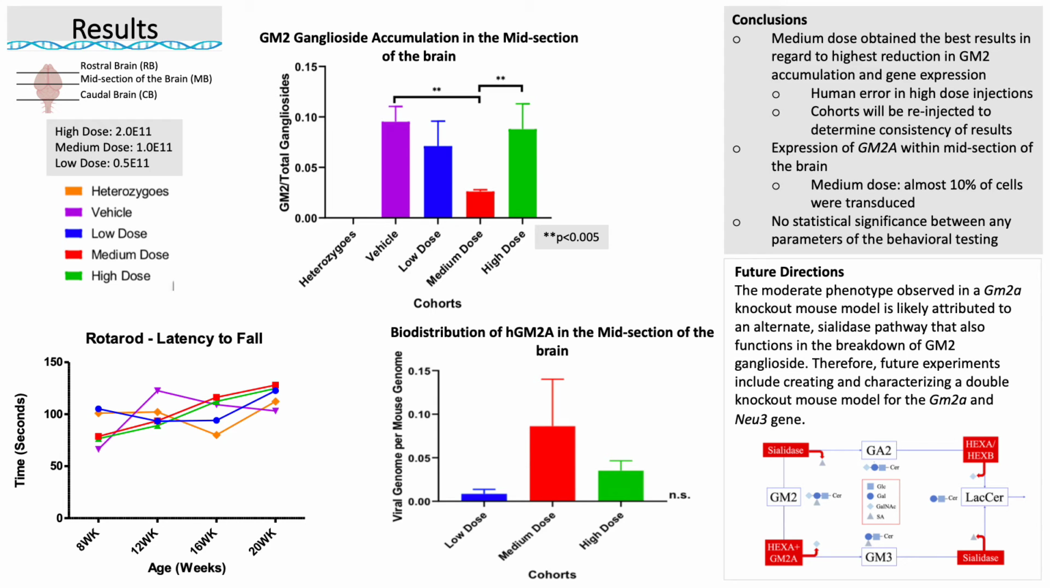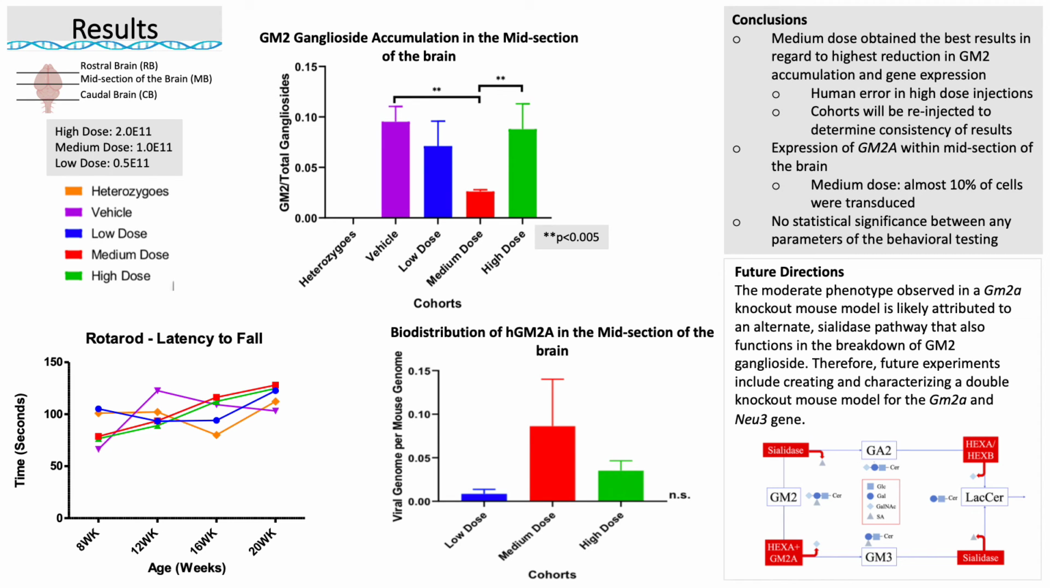So in conclusion, the medium dose obtained the best results in regard to the highest reduction in GM2 ganglioside accumulation and gene expression. We had hypothesized that the high dose would be the most efficacious, so in order to rule out human error in the high-dose injections, these cohorts will be re-injected and reassessed. We also saw that almost 10% of the cells in the midsection of the brain were transduced, which could provide a correctional effect of ABGM2.